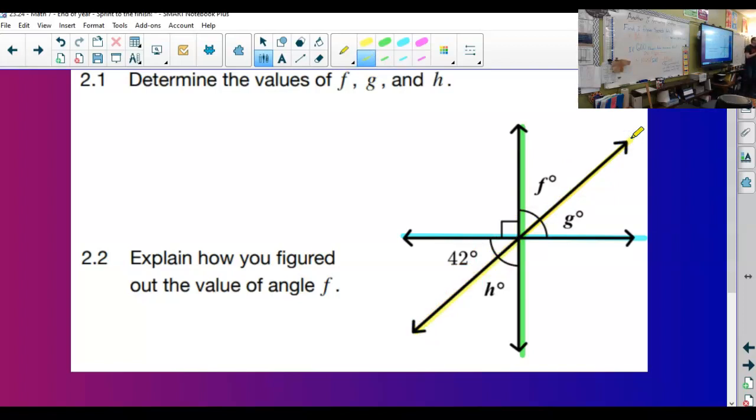When you're looking for vertical angles, we need to be using the same 2 lines. So on your paper, turn to your neighbor and discuss what's vertical to what. Is F vertical to G? Hint, it's not. They're next to each other. So try to answer 2.1 and 2.2 on your paper there.